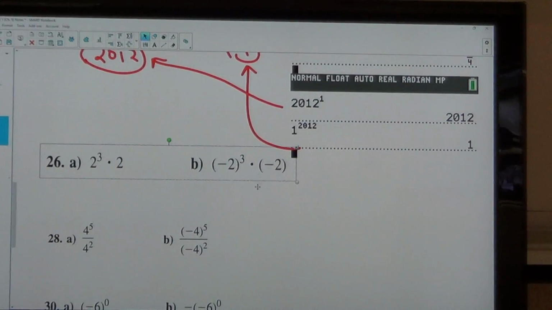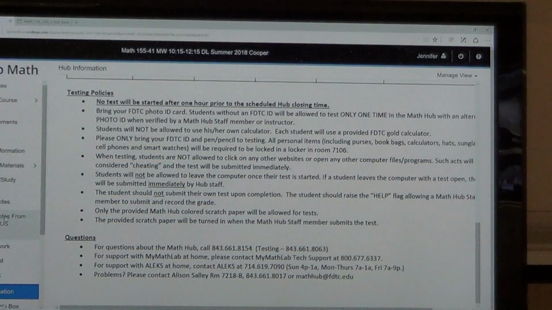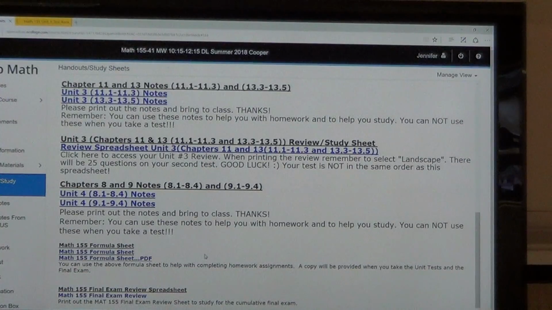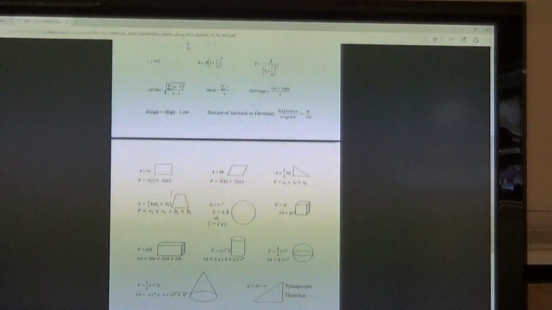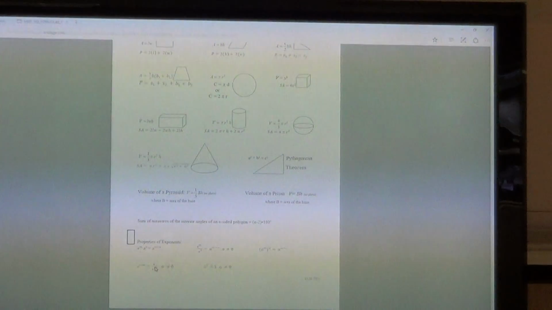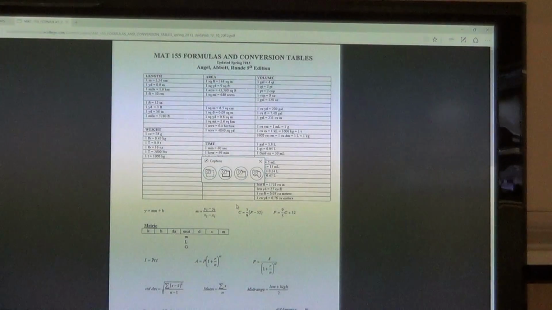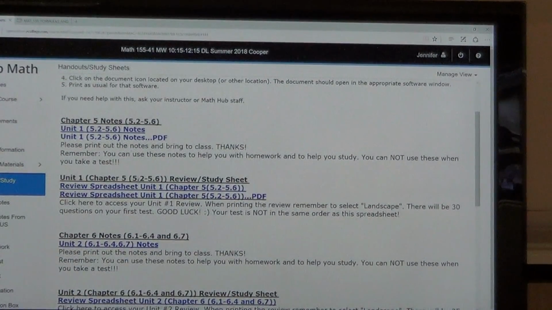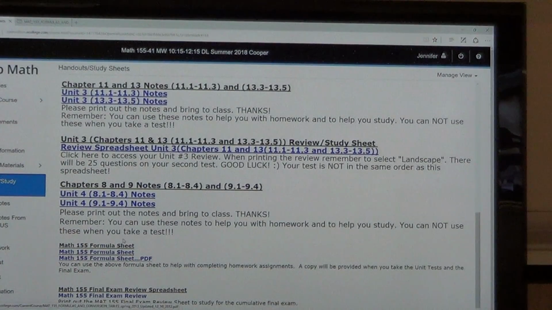Now, I'm going to show you how to do these. Let me look at your formula sheet for a second. I don't know if your formula sheet has this or not. If it doesn't, I'll show it to you anyway. Okay, we do have it on here. On the second page of your formula sheet, you will always be given this formula sheet. Under handouts and study sheets, which is where I give you the notes and what you need to know for the test, at the very bottom, it says formula sheet.